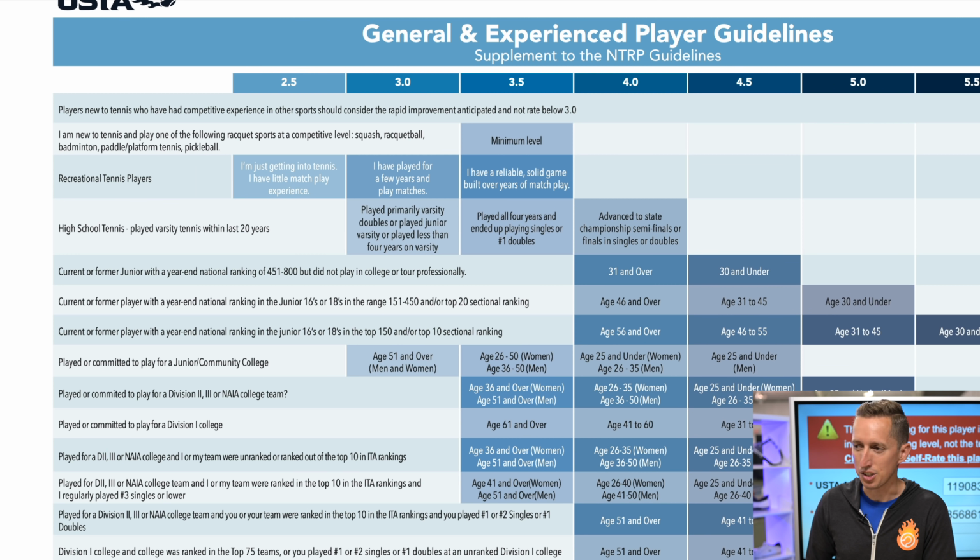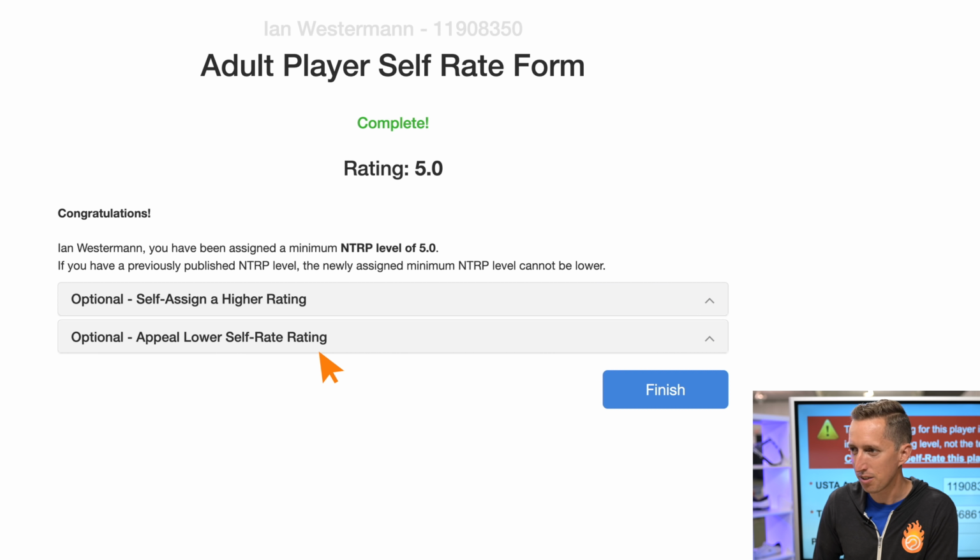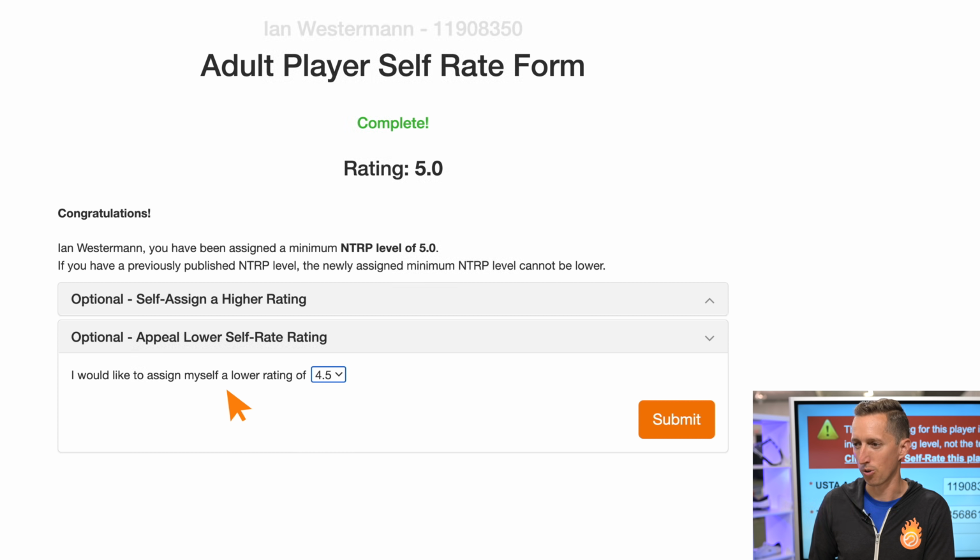Wait, why is my age not even on this? You have a previously published NCRT, newly assigned minimum cannot be lower. Self-assign a higher rating, appeal. Can somebody at the USTA explain why on the chart I could hypothetically be a 4.0 player, but I just got assigned a 5.0 rating when there's no 5.0 teams in my area, and I lose to 4.0 players badly sometimes? I would like to assign myself a lower rating.